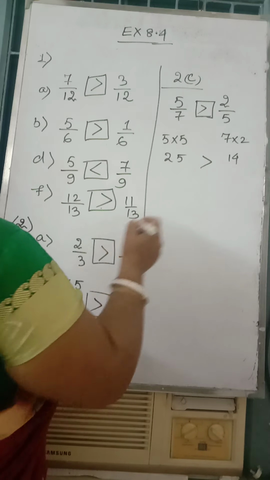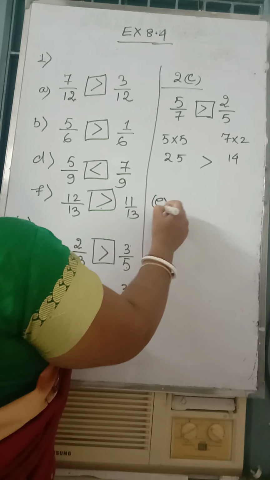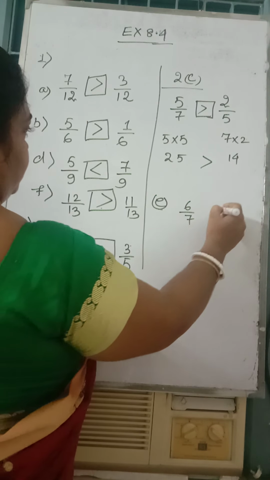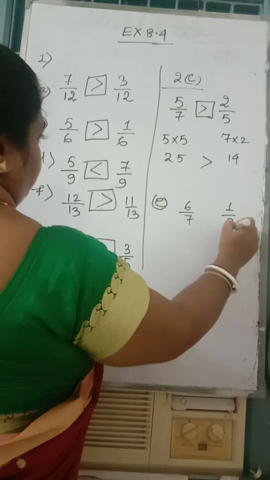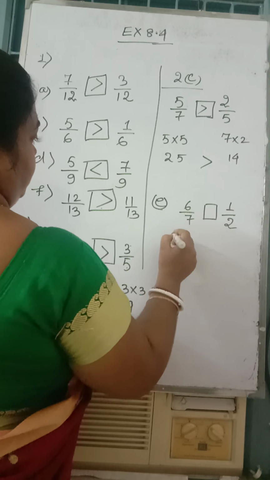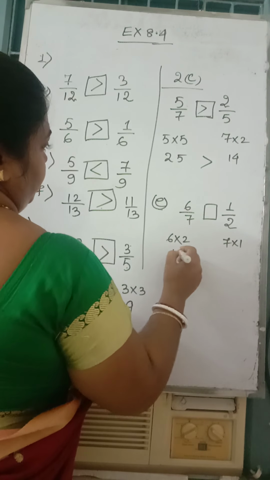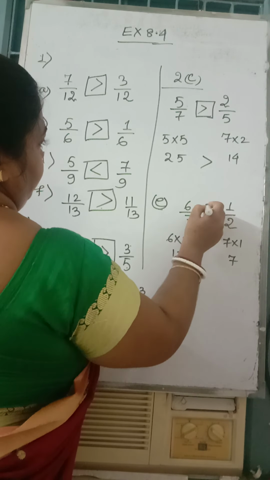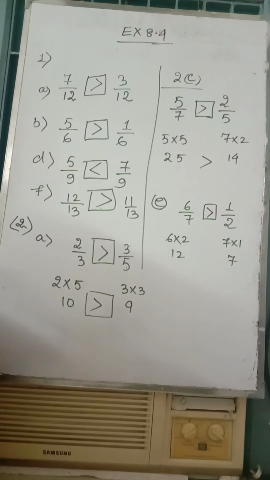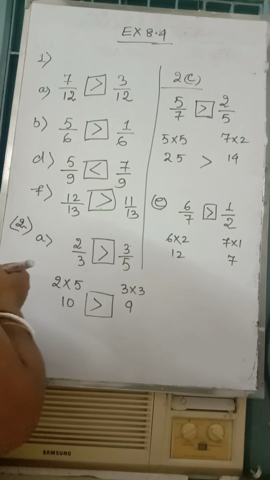Is it okay? Let us see number E. 6 by 7, 1 by 2. Now 6 into 2, 7 into 1, 12, 7. So what is greater? 6 by 7 is greater. Is it?